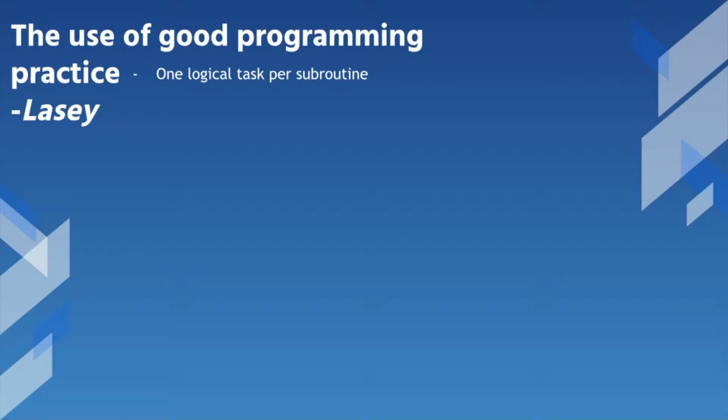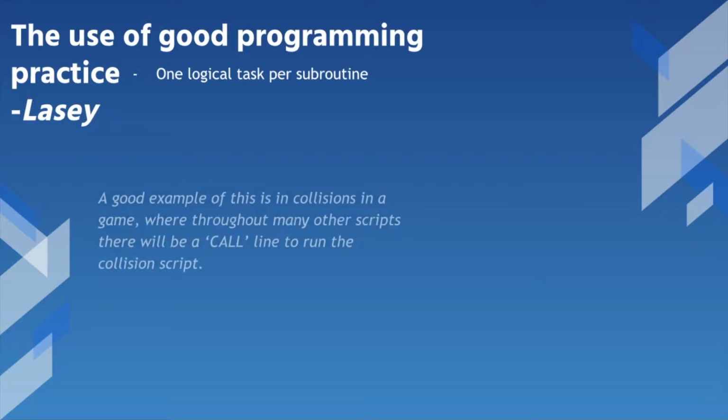Second point is to have one logical task per subroutine. A subroutine is a set of instructions to perform a frequently used function within a program. These routines are separate from the other modules, and they may be called on by these to perform the function, eliminating the need for repetitive code in the program. A good example of this is collisions in a game, where throughout many other scripts there will be a call line to run the collision script.